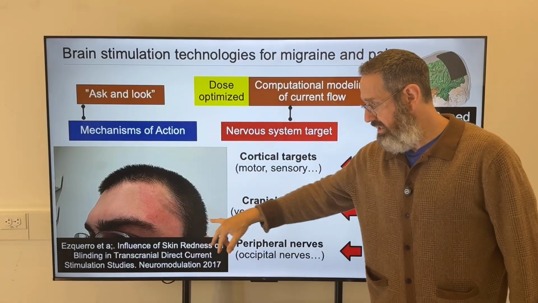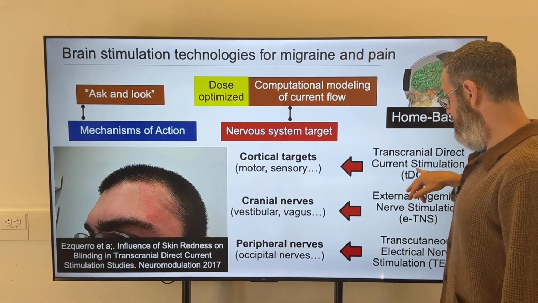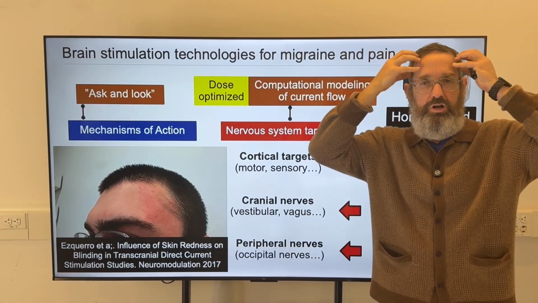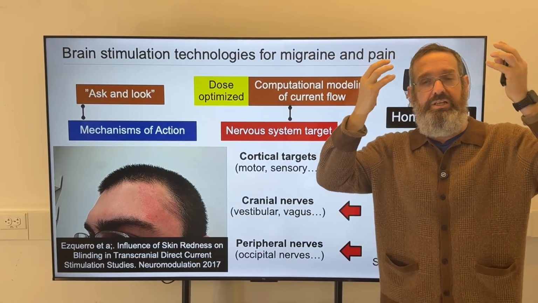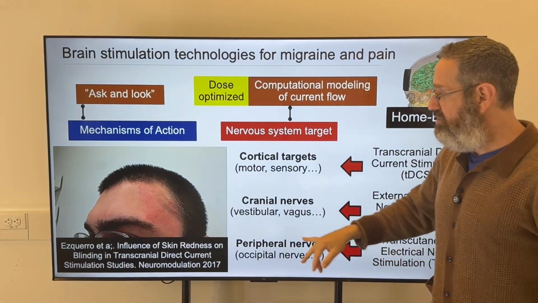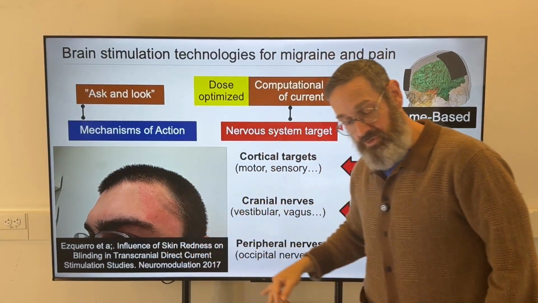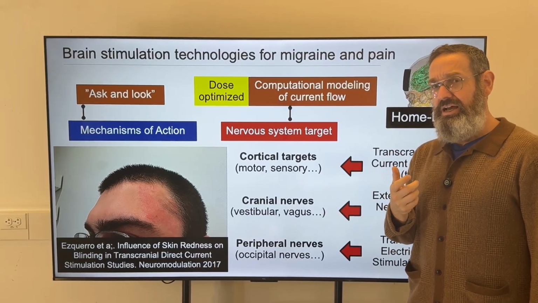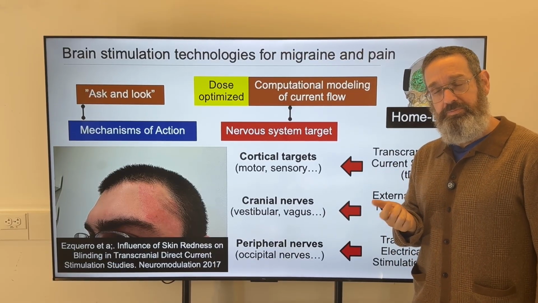So this is what you're seeing here. This is a subject who received, in this case, tDCS. And so in this case, the electrodes were put across their forehead. After stimulation, the electrodes were removed, and there is so much redness, right? There is so much redness, you can see it by eye. So it's not a little effect. It's a profound effect in the body.